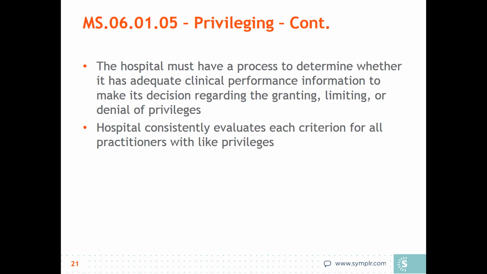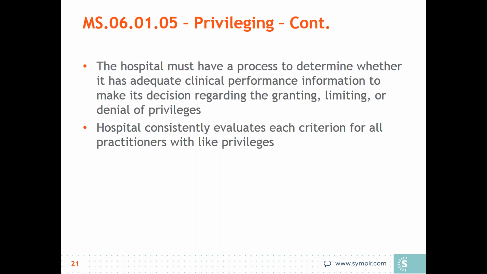So having adequate clinical performance information is something that may be a moving target in some cases. Usually you need to have a department chairman, a clinician, a physician look at the information and say, is this enough information? And if it's not enough information, then we need to go and get the information from somewhere else.